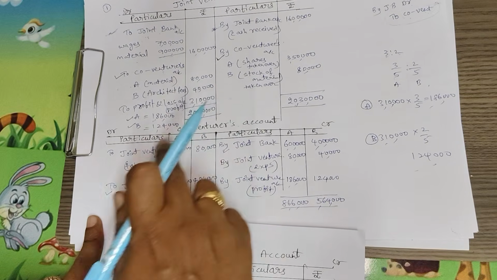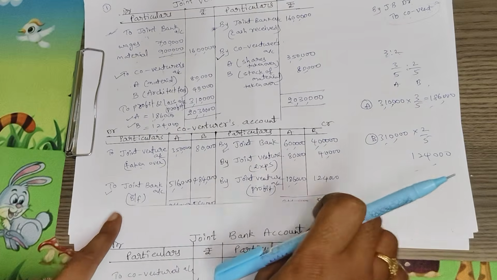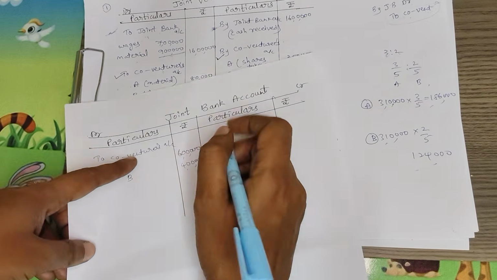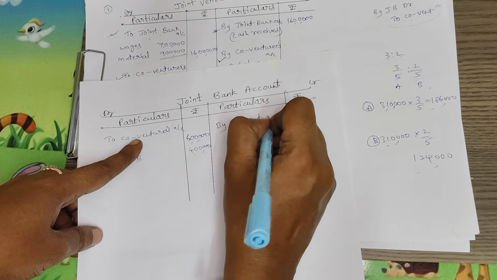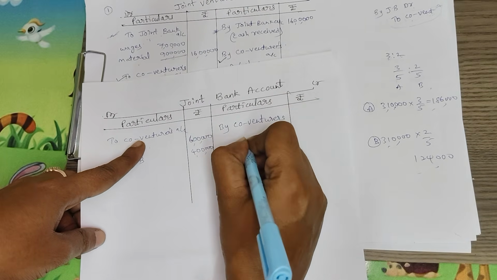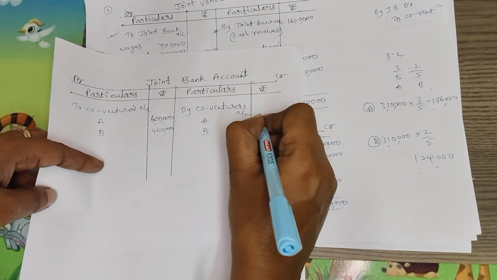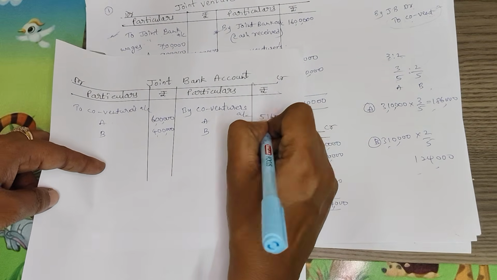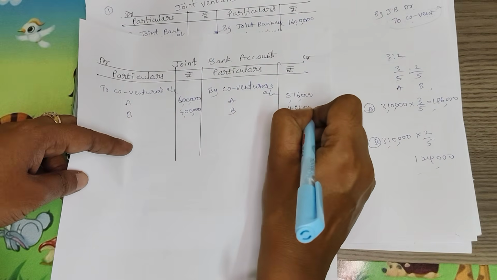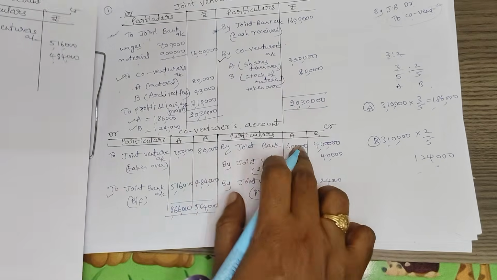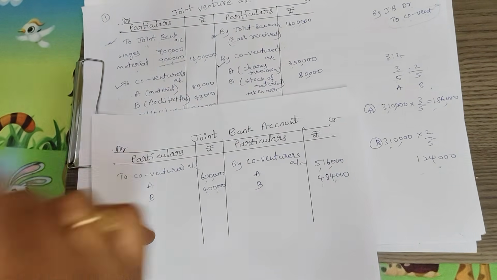In the co-venturers account it is debited, so in the joint bank account the co-venturers will be credited. Here debited means here credited. By what should we write? Co-venturers account. Who are the co-venturers? A and B. What is the balancing figure of A? 5,16,000. And B, 4,84,000. After writing these 2 values, we have 2 more values from joint venture.